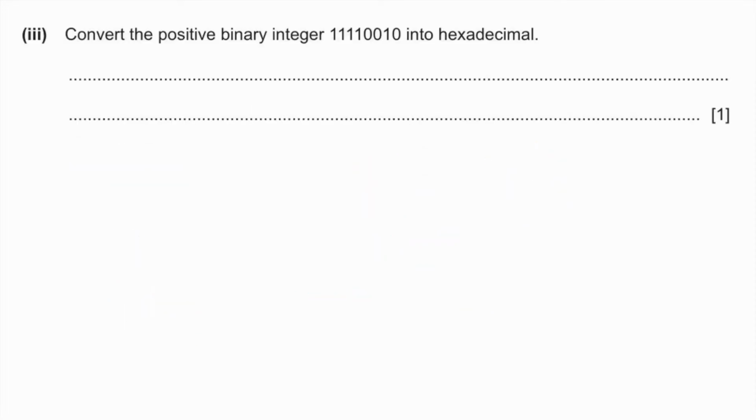Now we're going to look at an actual A-level question, just so you can see an example of how this would work in an exam context. So convert the positive binary integer 1110010 into hexadecimal. The first thing I want to do is break this up into groups of 4, right? So right here, split this up into 2 groups of 4. We're going to have 0010 and 1111.